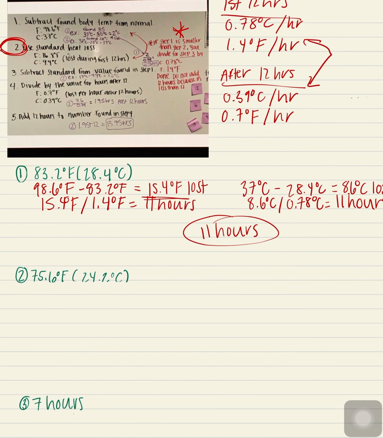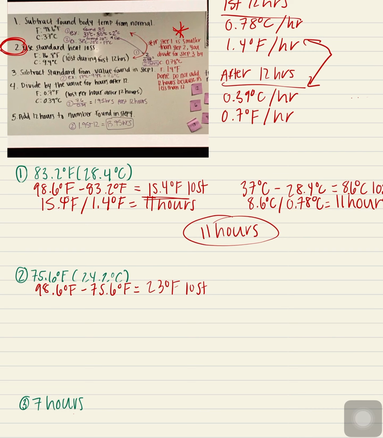So first step is the 98.6 degrees Fahrenheit, subtract the found that we have. So in this case, 75.6 degrees Fahrenheit. Okay, when I get those two, we have lost 23 degrees Fahrenheit. Okay, so that's how much temperature has been lost since they've passed away. This 23 degrees Fahrenheit is bigger than my standard temperature in step 2, 16.8. Okay, so what I'm going to do is figure out how much has been lost after those 12 hours.